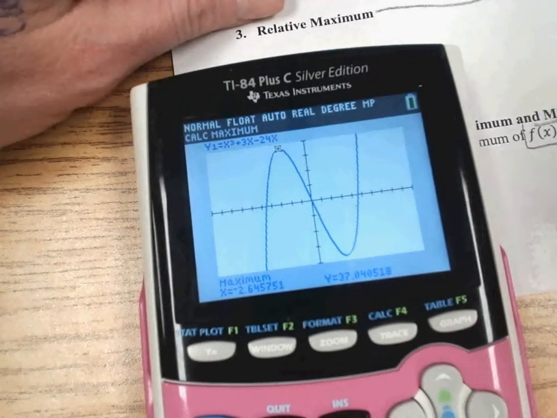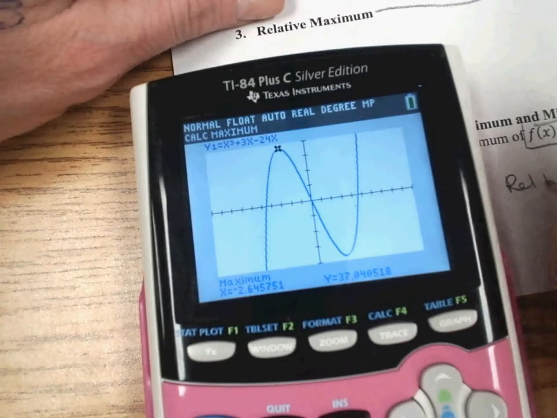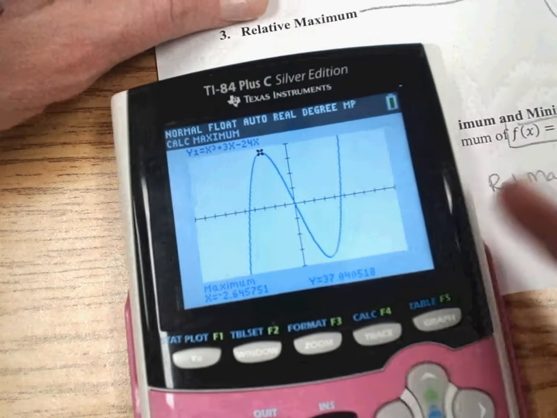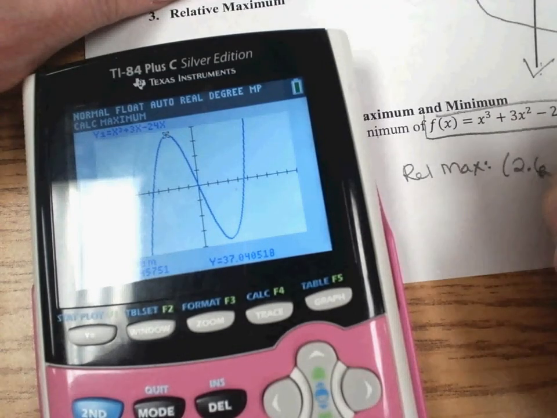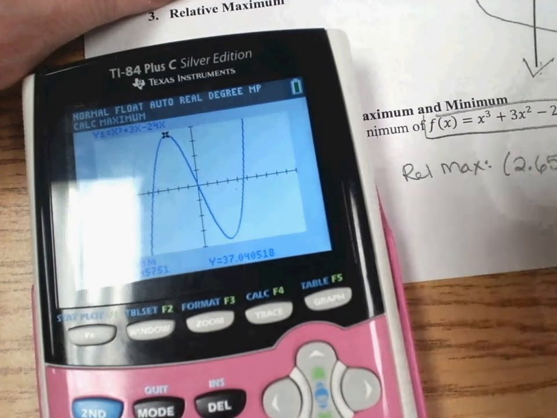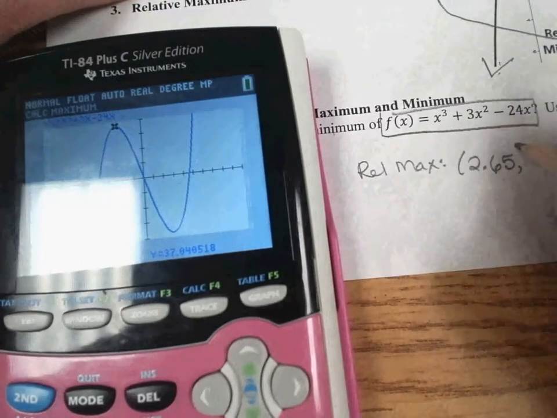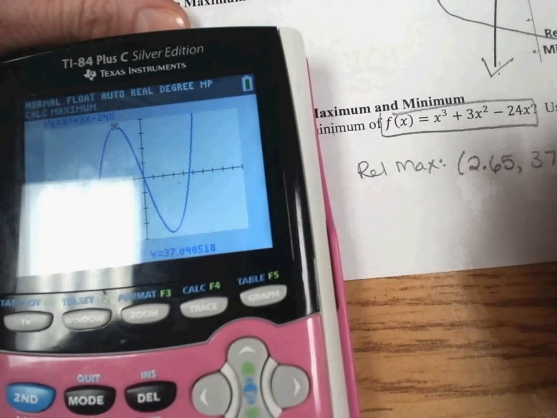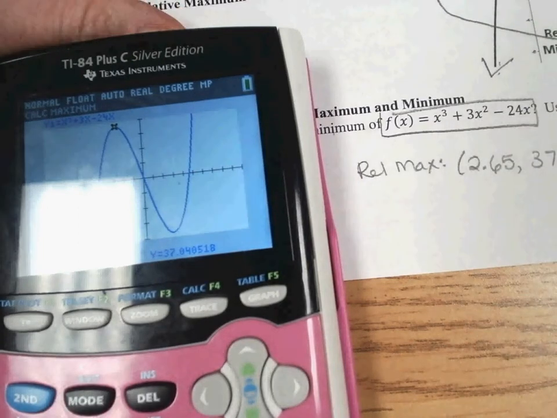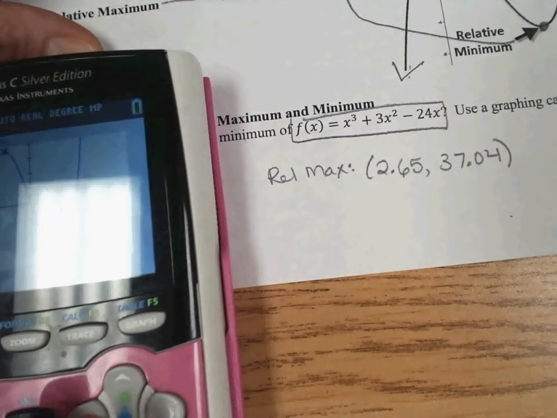So our maximum for this graph is negative 2.65. So our relative max is negative 2.65. We're going to round to the nearest hundredth. And the y value is 37.04, 37 and 4/100ths.